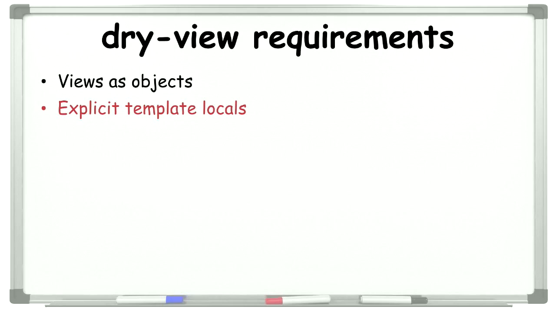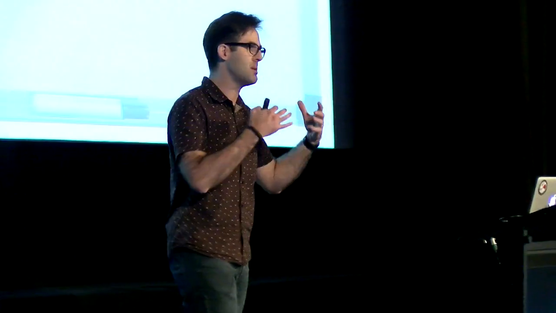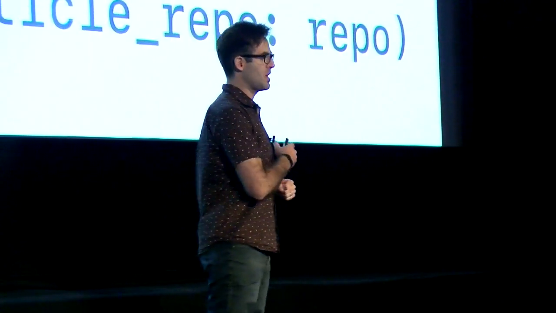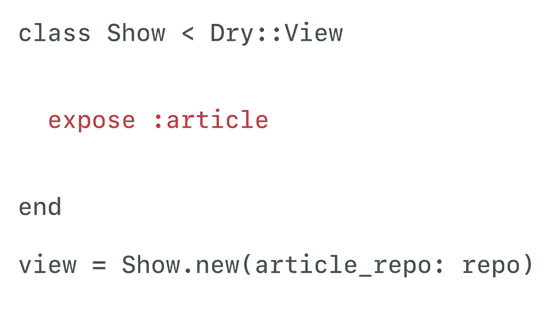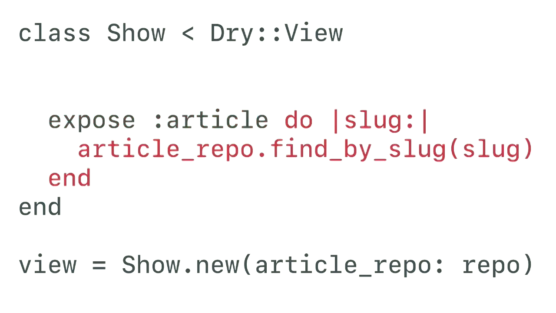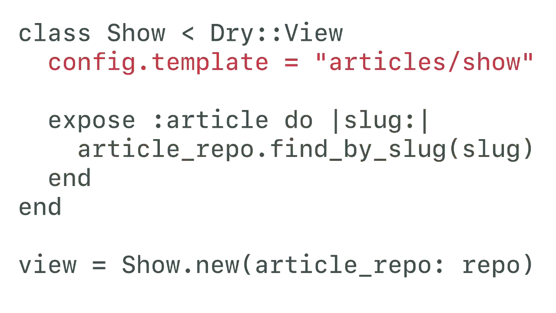The next thing you said is that we should be explicit about declaring what values we make available to our templates, because we are crossing a boundary at that point. We should be purposeful about it. So I think we can solve this by adding exposures to our view. So in this case here, we'll expose just a single article. And inside our exposures, we'll do whatever we need to prepare their values. So for here, we'll want a slug to be passed to us, and then we'll work with our article repository to find the matching record from our database. And then if we are going to pass this to a template, well, let's give ourselves a place to specify that template's name.